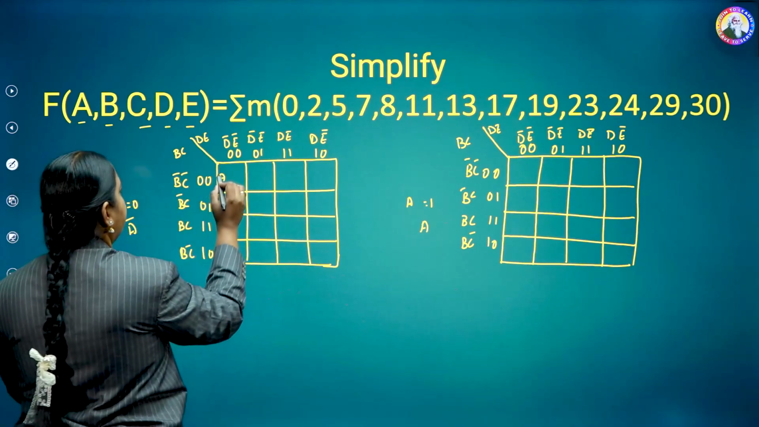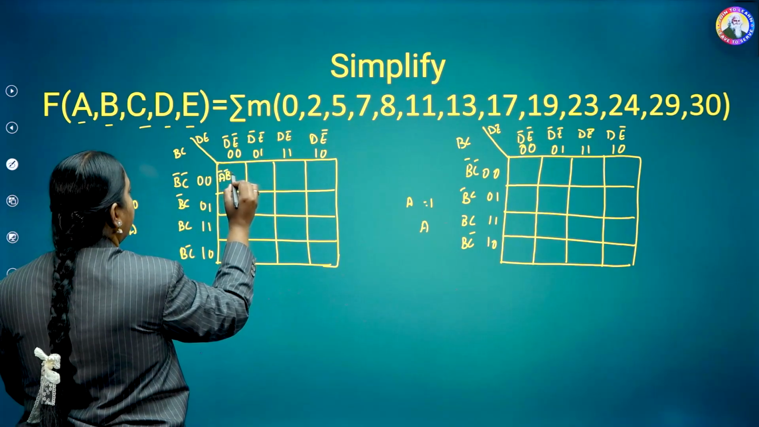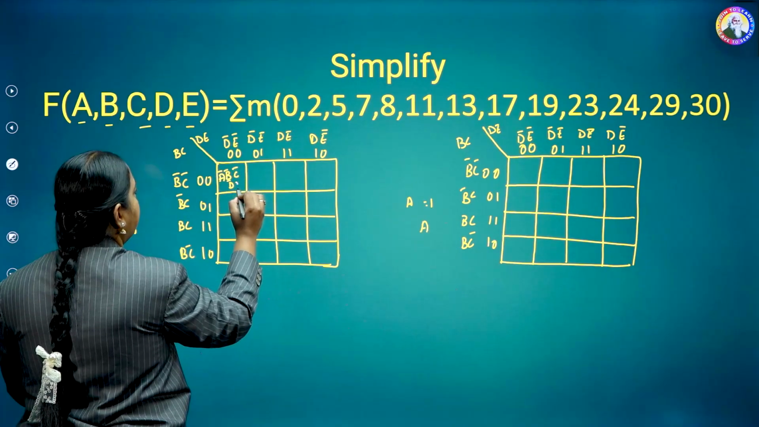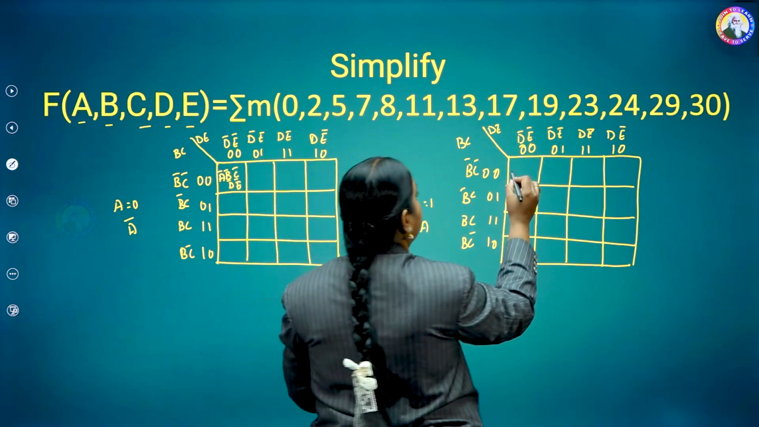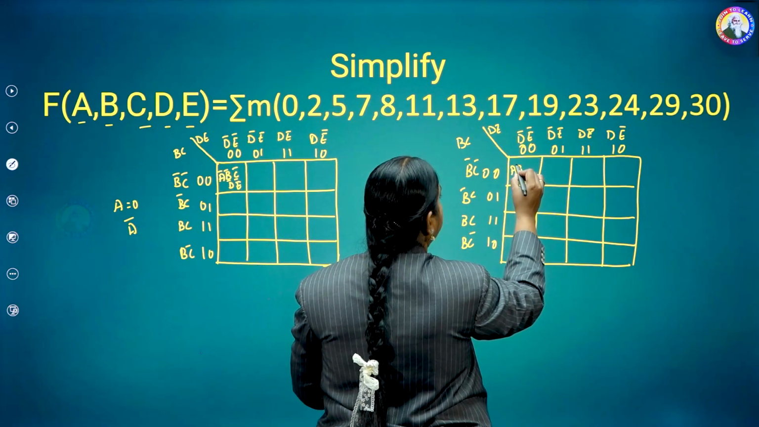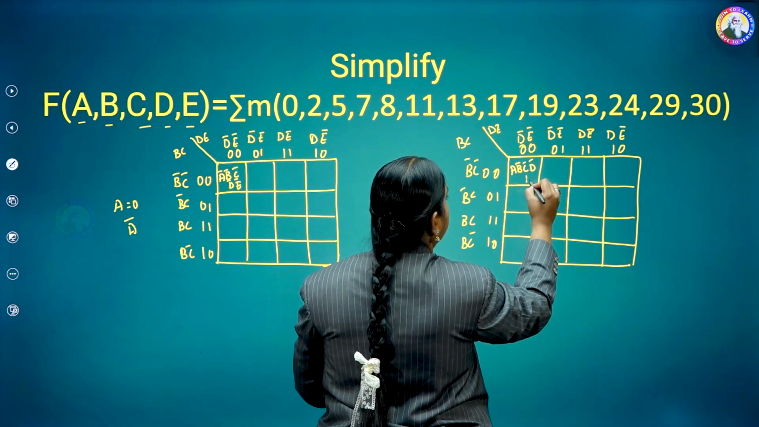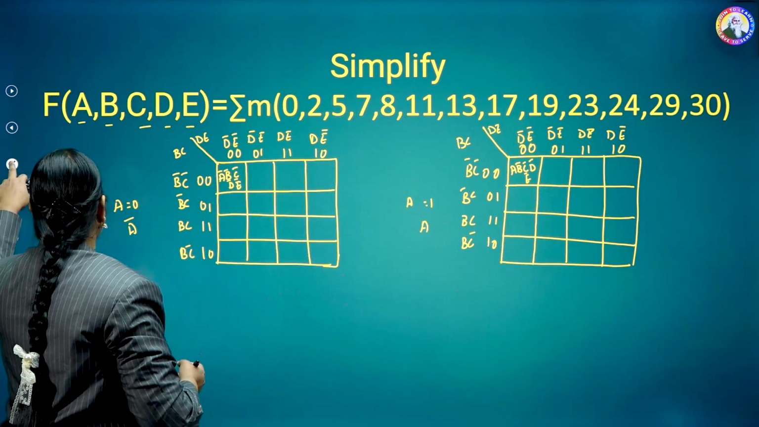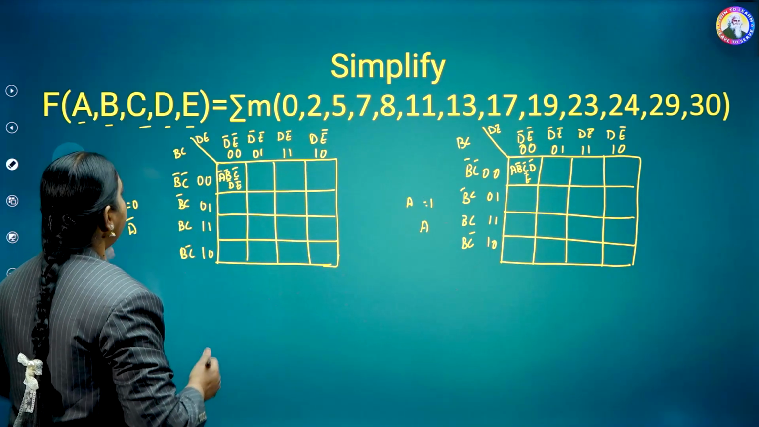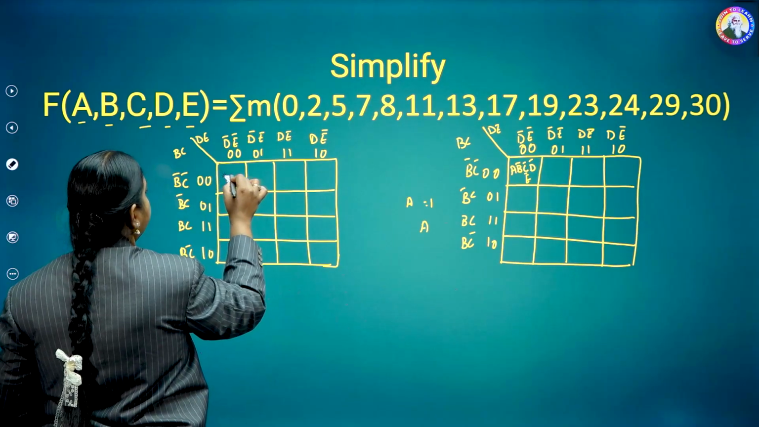So each cell can be written as A bar, B bar, C bar, D bar, E bar in this square. In this square we'll write A, B bar, C bar, D bar, E bar. Like that we will fill the rest of the cells. Right. Now we will represent them in the form of numbers.